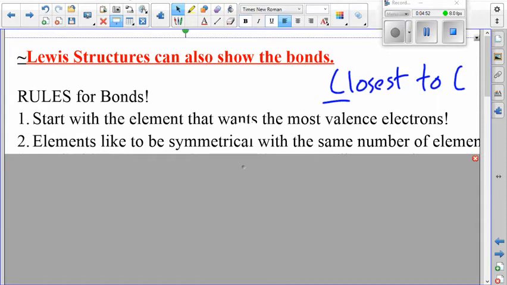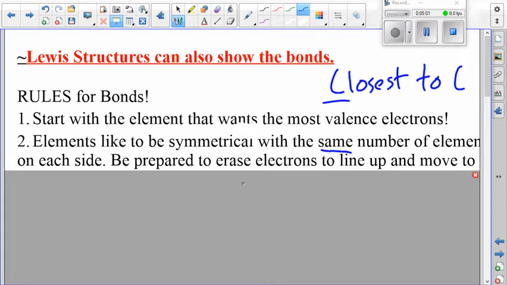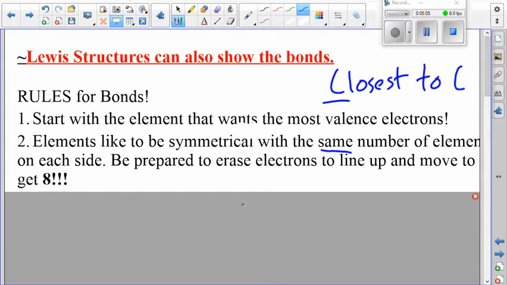Elements like to be symmetrical with the same number of elements on each side. Be prepared to erase electrons to line up and move to get 8, okay? You're going to have to erase electrons at times and move them. It's all about getting those 8 valence electrons. And we'll see several examples of that. I'm going to do like 5 examples on the board, probably. Lots of practice.